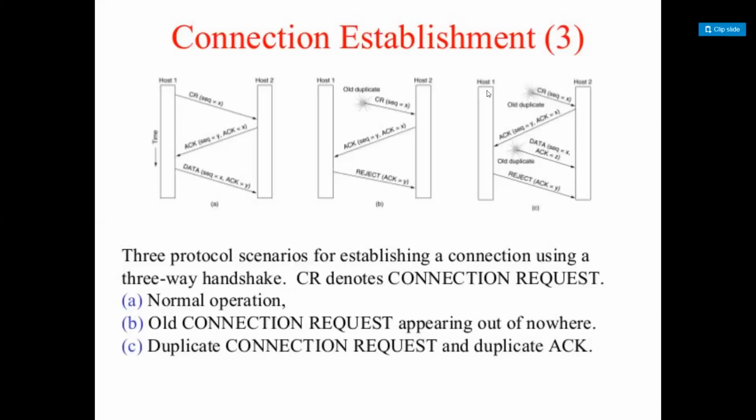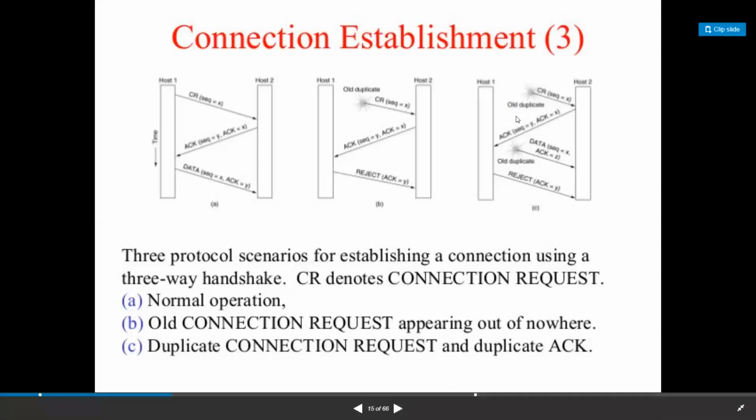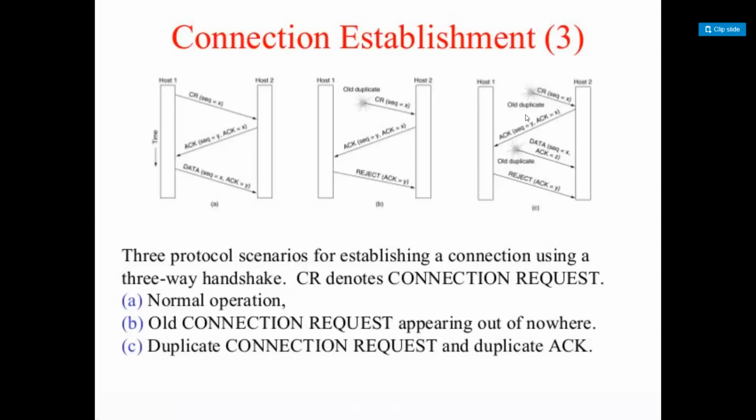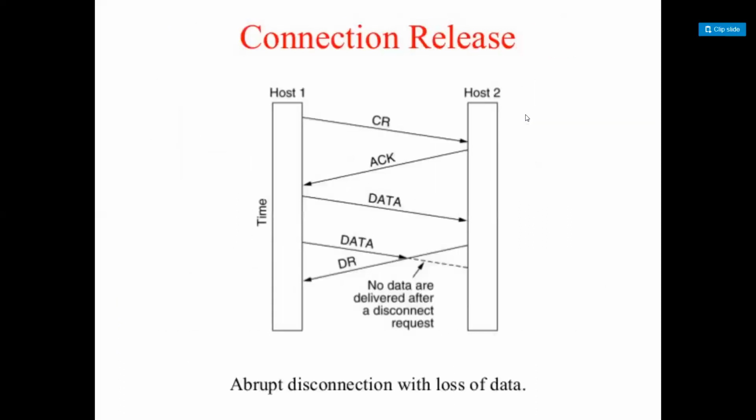See here. This is also the third case, duplicate connection request and duplicate acknowledgement. In this case also we are rejecting the duplicate packets and the duplicate acknowledgements.